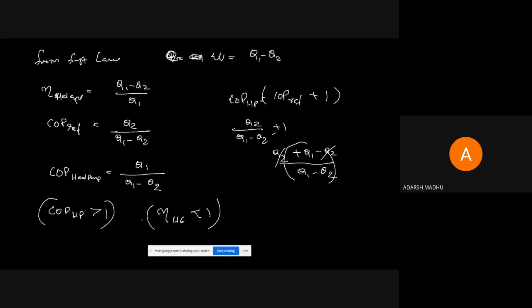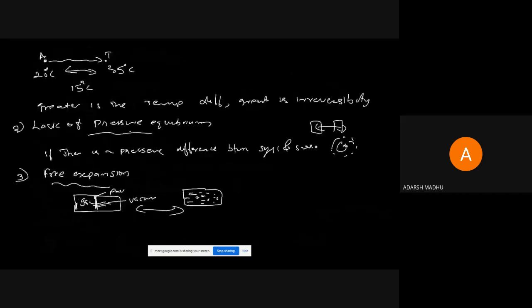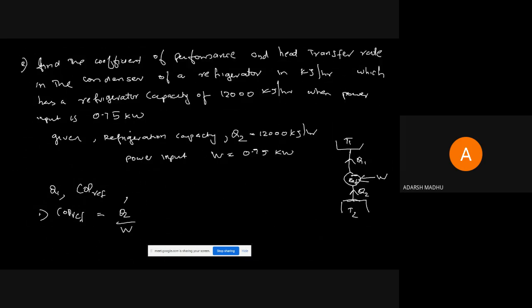Here Q2 by W is given, and from the first law, W equals Q1 minus Q2. So the equation becomes Q2 by Q1 minus Q2. The equation of COP of refrigerator is Q2 by W. Q2 is given, W is given. So find the value in kilojoule per hour.